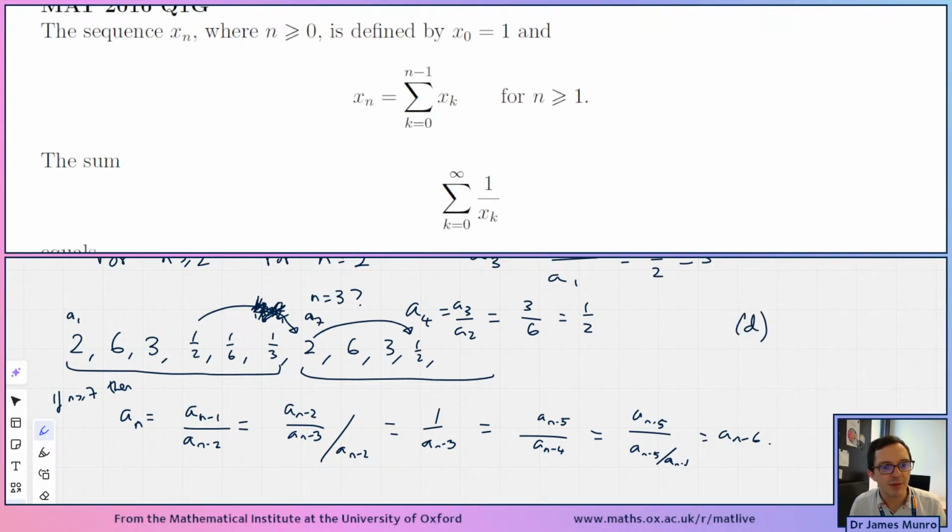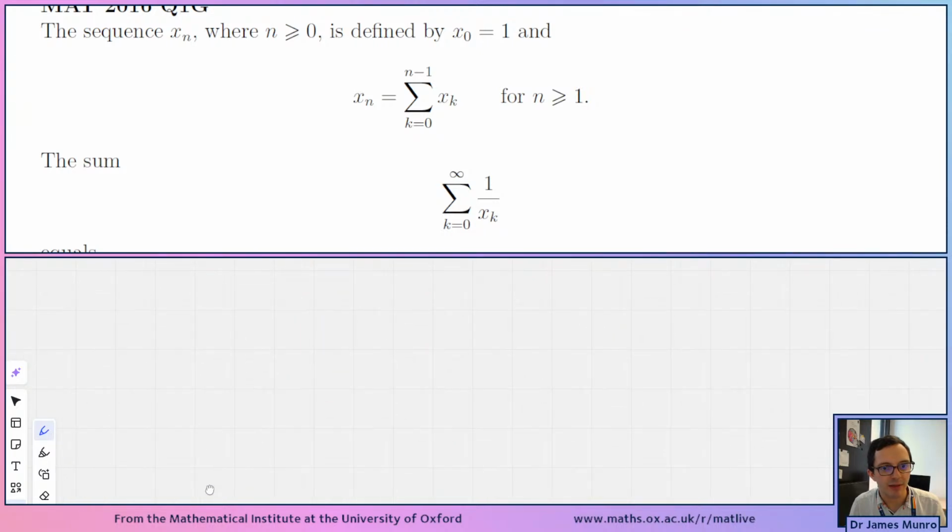Right, last one. This one's in the thumbnail, so we should probably think about it. It's another one where each term, in words, each term is the sum of all of the previous terms. That's what that xn formula says. It says, do some adding, add starting from k equals 0 to n minus 1, and that means add all of these previous terms xk.